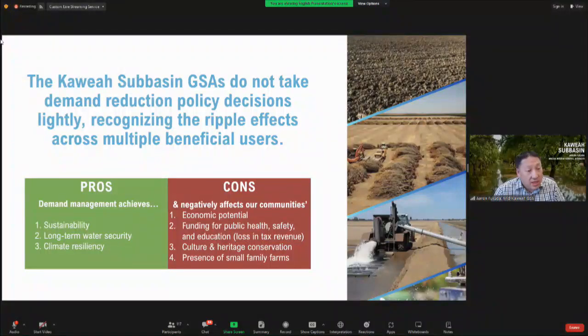What's important to note is that the Kaweah Subbasin GSAs understand the pros and the cons of an allocation or demand management policy. Pros are we achieve sustainability and long-term water security under climate change. But on the con side, we look at the economic impacts to our local communities, the culture of our community being agriculture and the impacts there, and then really the impact on our small family farms and what those folks are feeling. Next slide.